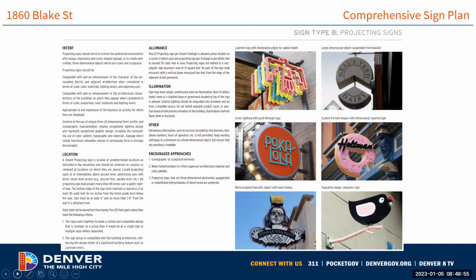Here are the projecting signs, which are proposed as B and in green in the package. Projecting signs are encouraged to be eye-catching, well-crafted, three-dimensional objects. They will be limited to 12 square feet in area with limited wording and will be located at the ground level only. All projecting signs will also be reviewed by the LDBRC prior to permitting.